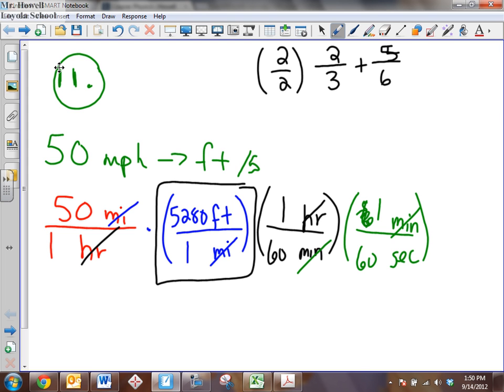Notice, what did I say to do at the end to check? Look at your final units. I see feet left over here. I see seconds left over here. So we're good to go. Now, what should we do finally? Helen? You multiply all the numbers. Nice. Multiply across. What do you got, Helen?